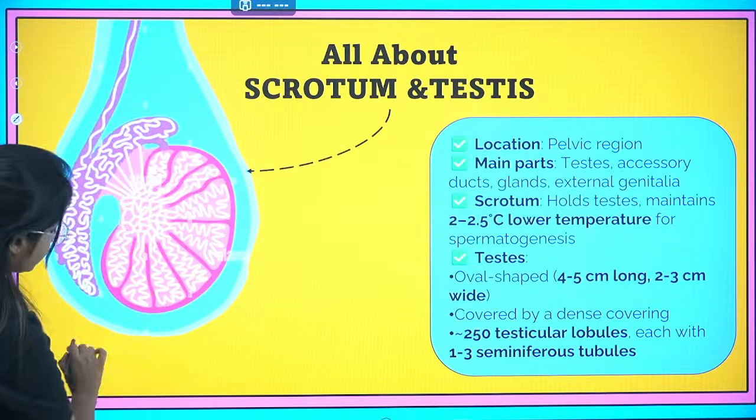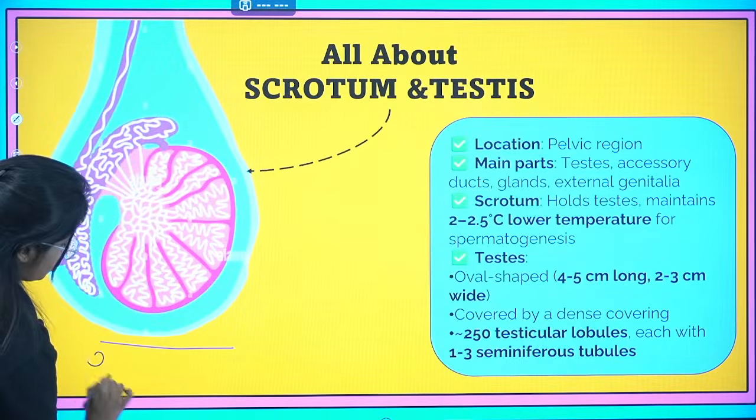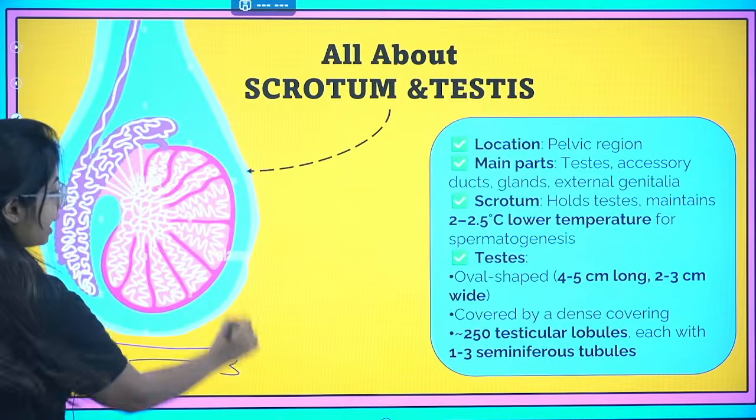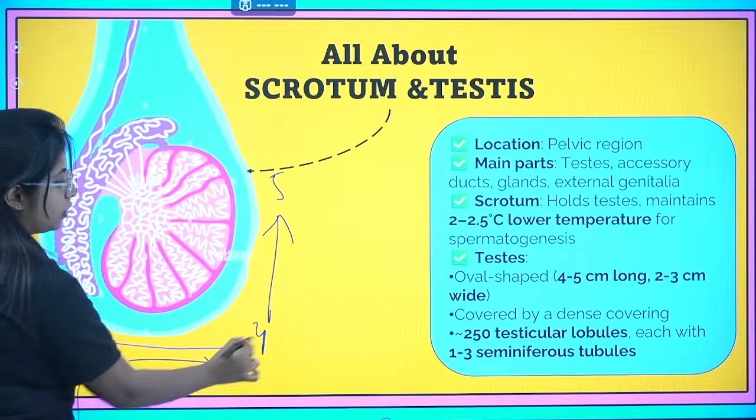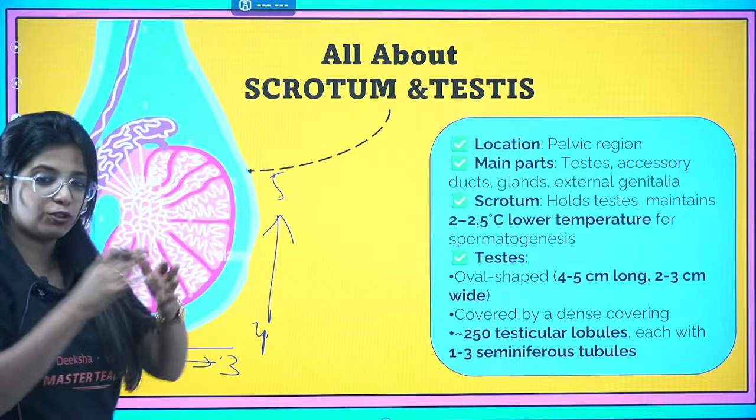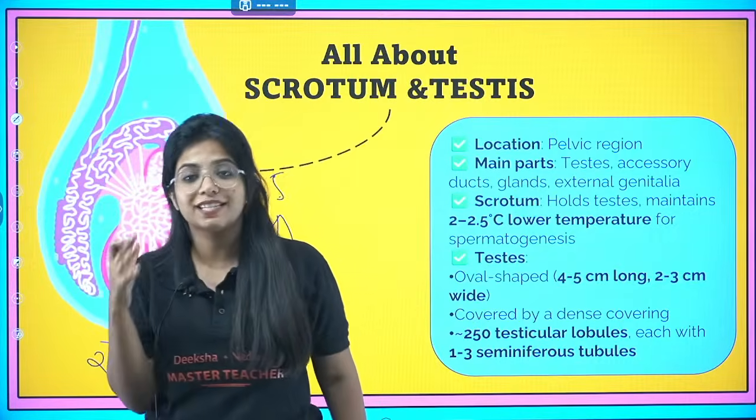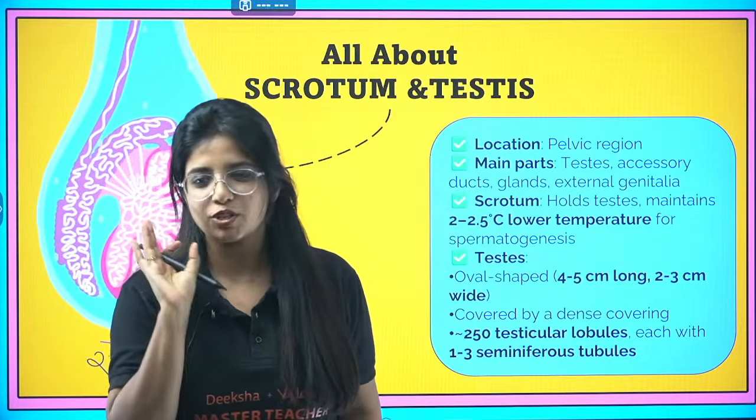If I say the width over here is 2 to 3 centimeters, and the length over here would be 4 to 5. So you need to remember it like this: 2, 3, 4, 5. So 2 to 3 is the width and 4 to 5 is the length. This is an MCQ question that has come in the KCET examination. So you should not be missing out on the small information as well.